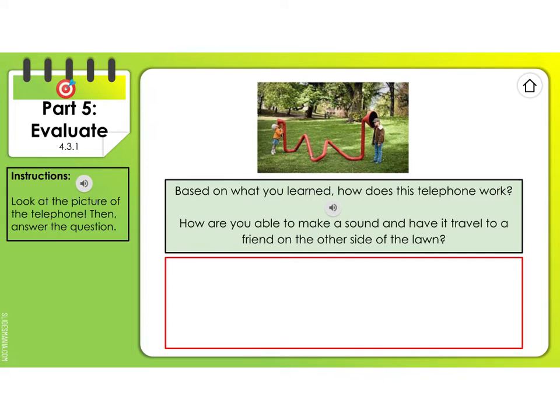So you're going to look at this telephone here that's at a park and think about what you've learned and how does this telephone work, and how are you able to make a sound and have it travel to a friend on the other side of the lawn. So as you look at that, you are going to think about the things you've learned. You're going to answer the question in the text box that is provided.